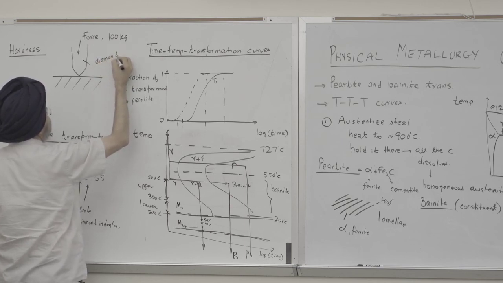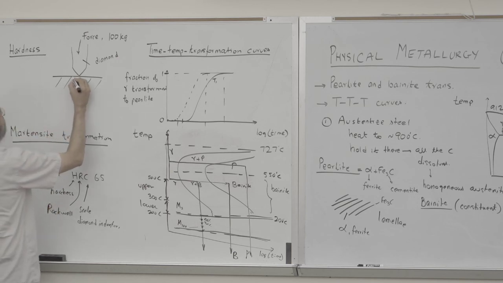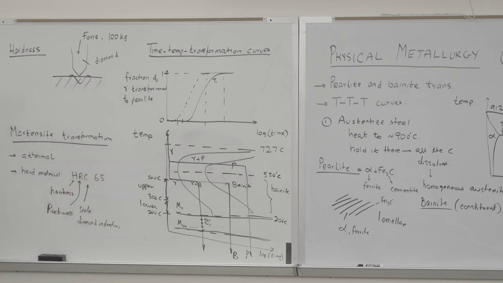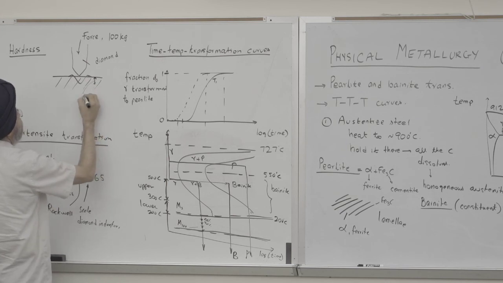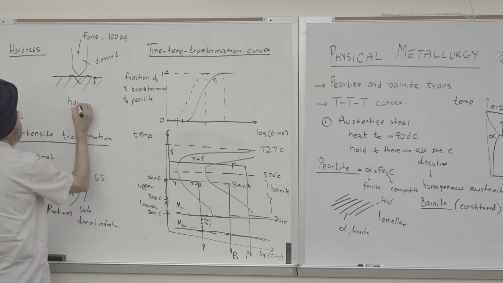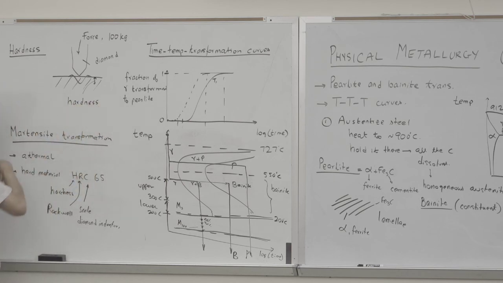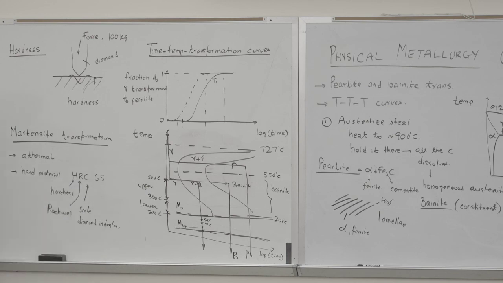So if we have a sharp piece of diamond, we're applying 100 kilograms, and when we do that, the steel gets indented, right? From this dimension, we can convert that to hardness. We can actually get a number. So martensite has a hardness of about HRC 65, which is almost like glass. It's very hard. But martensite is also very brittle.